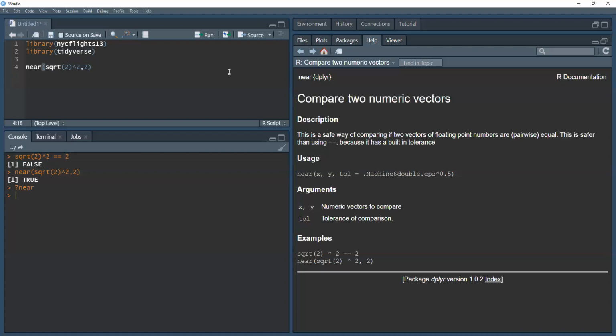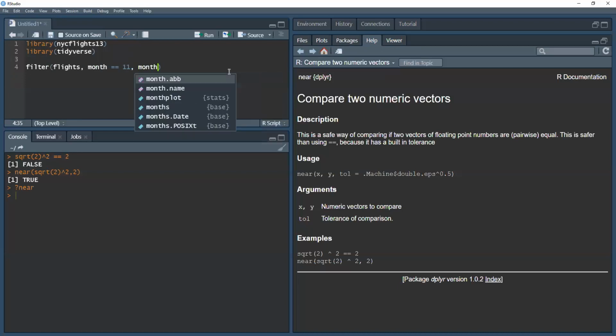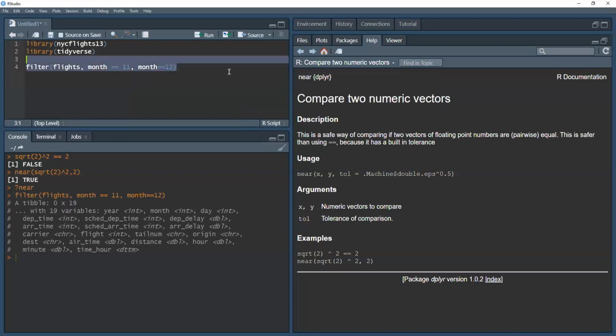Now, going back to the filter function, for multiple arguments with filter, everything is combined with and. So each argument in the filter function is combined together with an and. So if I were to write month being equal to November and the month being equal to December, I get an empty table because I have no data whose month is both November and December.